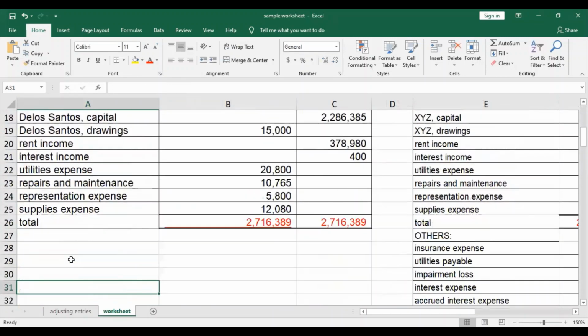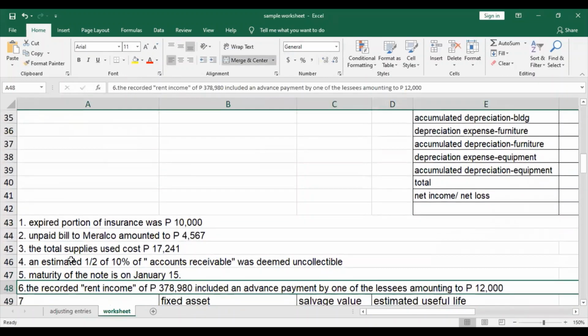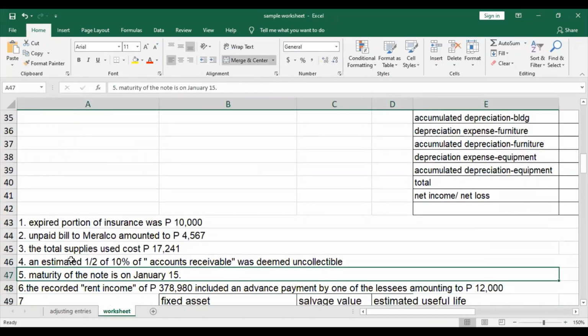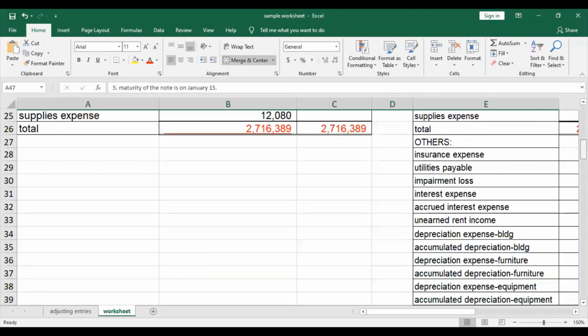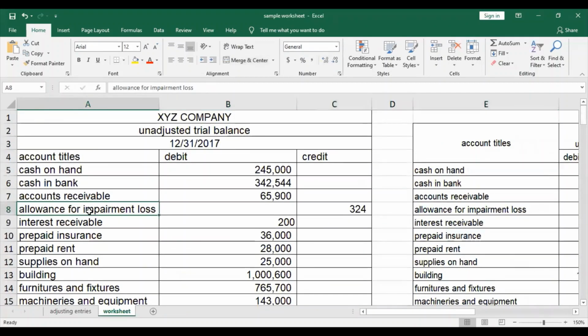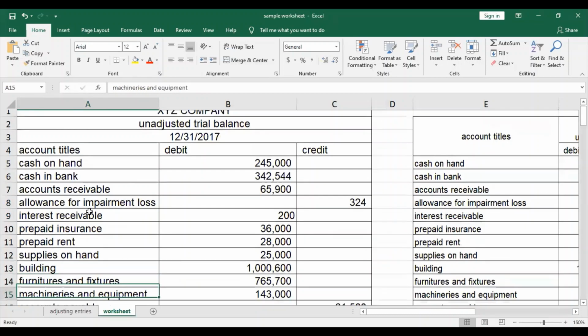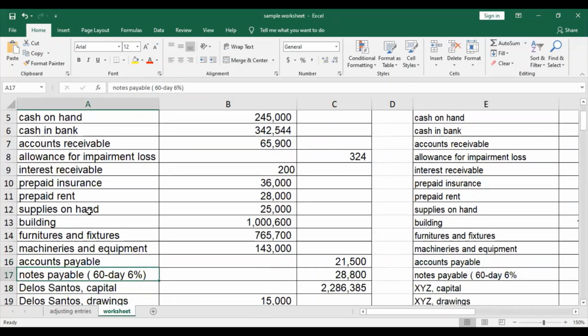For the fifth one, it says here, maturity of the note is on January 15. The only problem here is that hindi stated kung ano yung note. Whether notes receivable ba, tayo ba nagpautang, or notes payable, tayo ba nangutang. So, ang gagawin natin, babalik tayo kay unadjusted trial balance. Hanapin natin si note. Wala kang notes receivable, tsaka sa payable, ayan, meron kang notes payable. Ibig sabihin, tayo nangutang dito sa part na to.